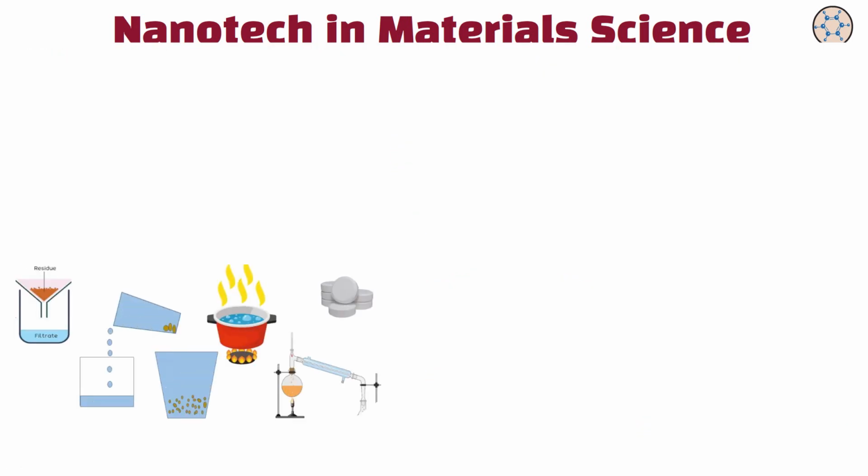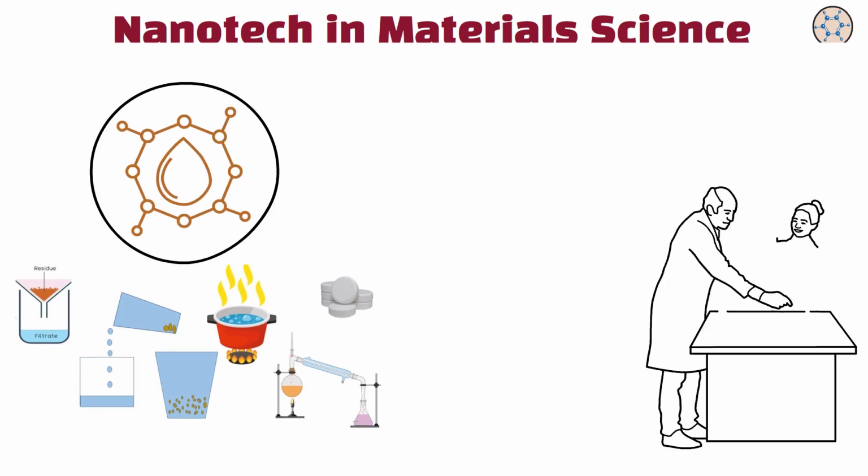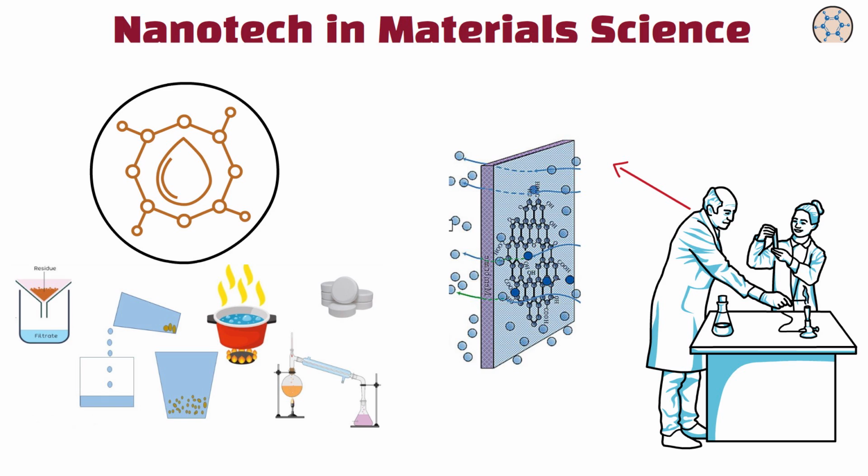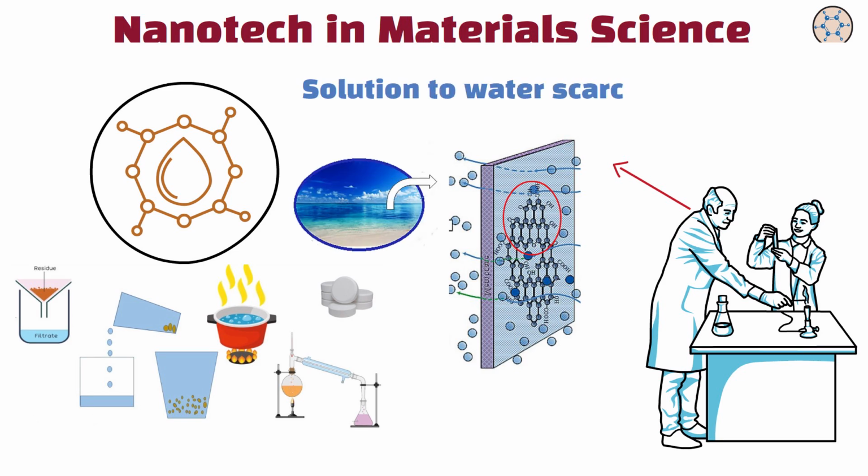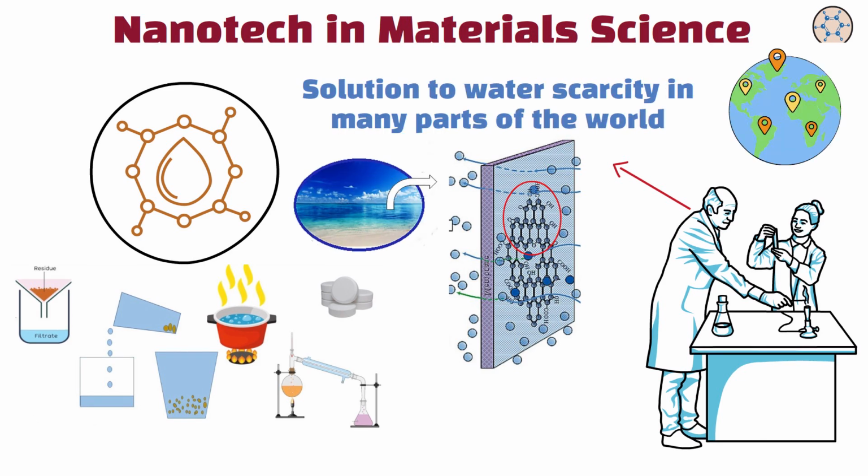Water purification is another area where nanomaterials are making a big impact. Researchers have developed graphene oxide membranes that can remove salt from seawater, potentially providing a solution to water scarcity in many parts of the world.